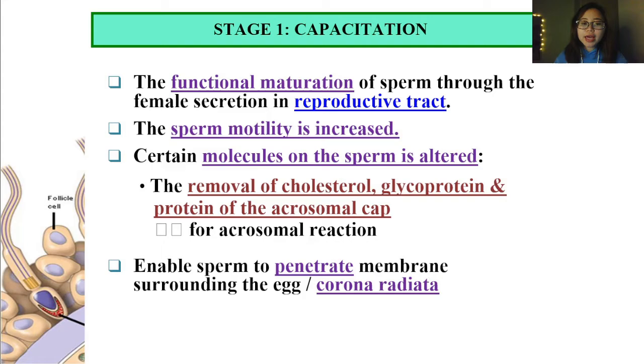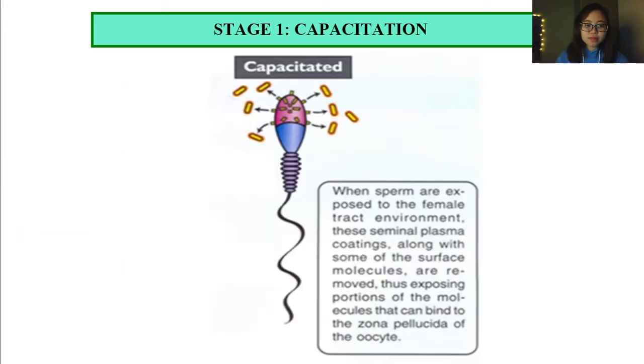Capacitation stage enables the sperm to penetrate the membrane surrounding the egg or the corona radiata. Selepas fasa ini, stage ini, baru dia dapat masuk tembus corona radiata pada secondary oocyte. Okay, so this is what happens when we talk about a removal of those molecules. Okay, beginilah cara sperm decapacitate.